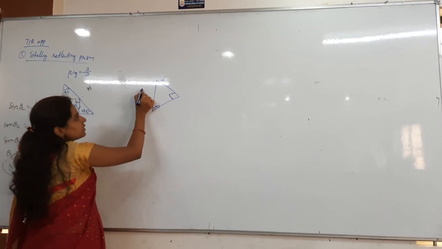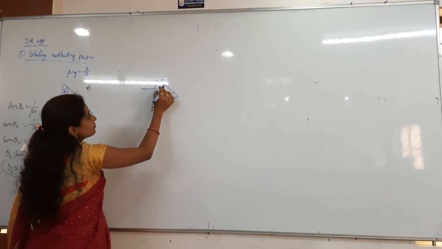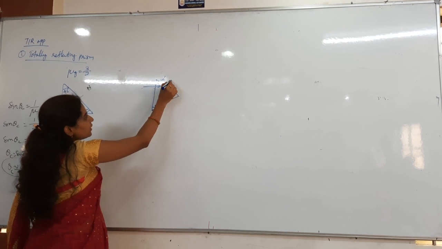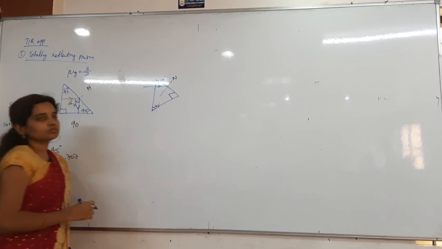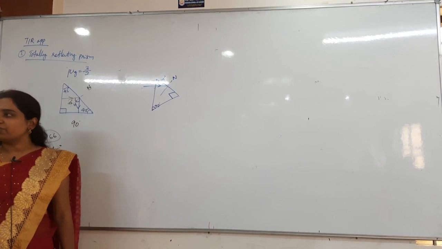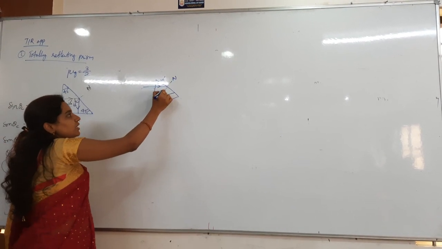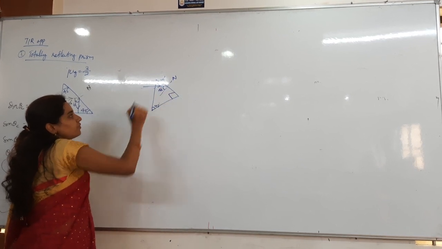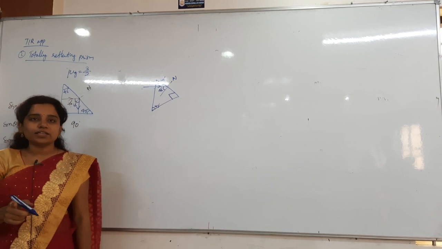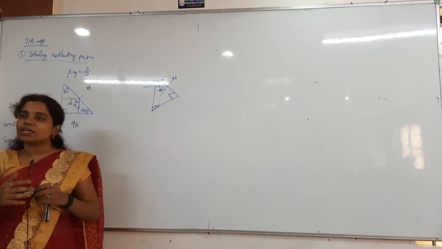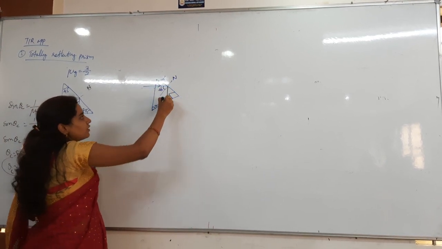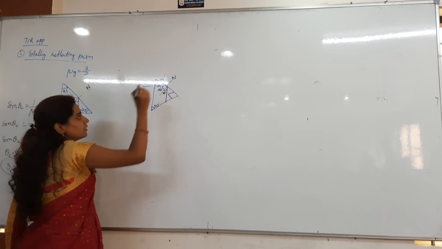Now I am just incidenting one ray like this, with what angle with respect to the normal? There is no doubt, again the same angle only, 45 degrees. Why? Because this is totally 90, this will be exactly half, that will be 45. Now again my angle of incidence is greater than the critical angle, so which phenomenon will occur here? Total internal reflection. So angle of incidence is equal to the angle of reflection, this is 45 again.